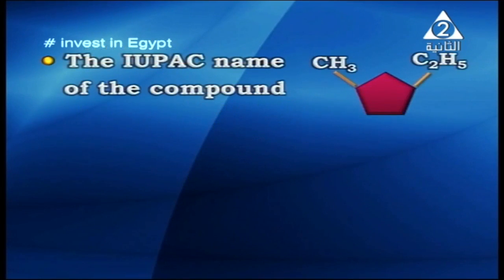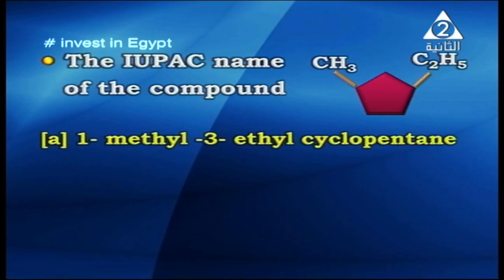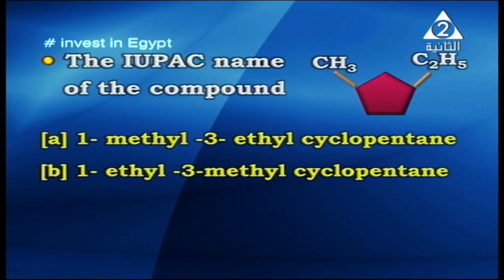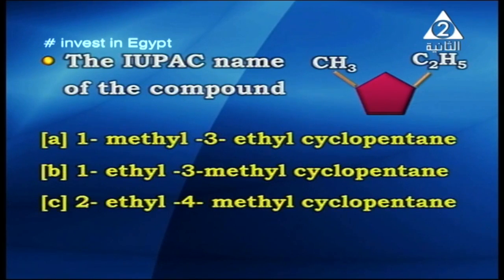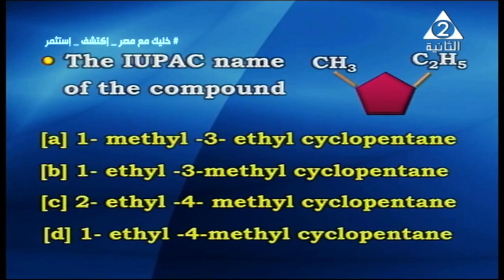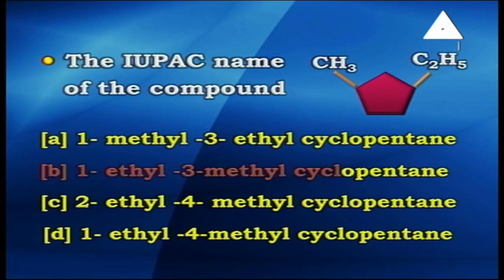Next point, the IUPAC name of the compound shown on the screen, is it 1-methyl 3-ethyl cyclopentane, 1-ethyl 3-methyl cyclopentane, 2-ethyl 4-methyl cyclopentane, or 1-ethyl 4-methyl cyclopentane? If you name it, my dear student, the name will be 1-ethyl 3-methyl cyclopentane.